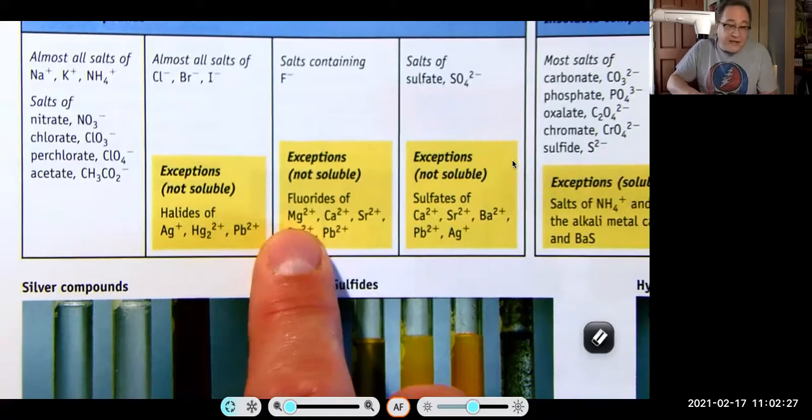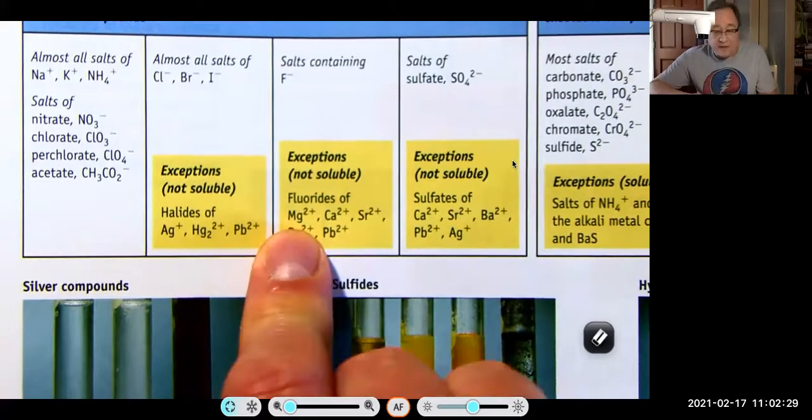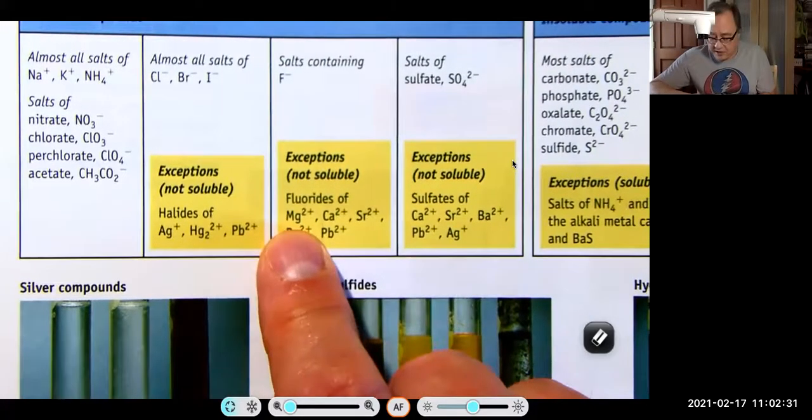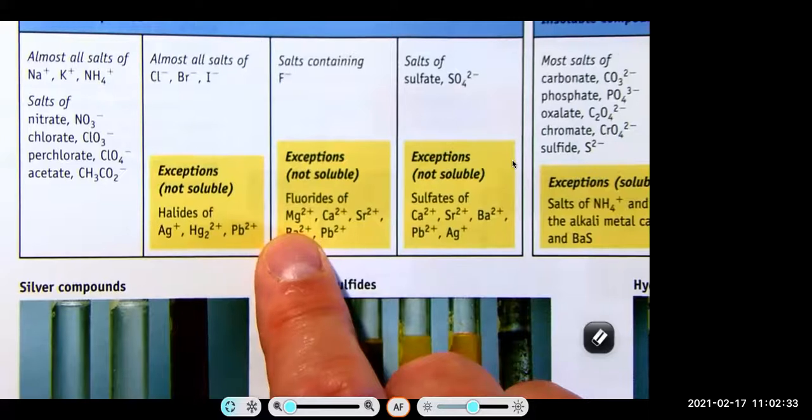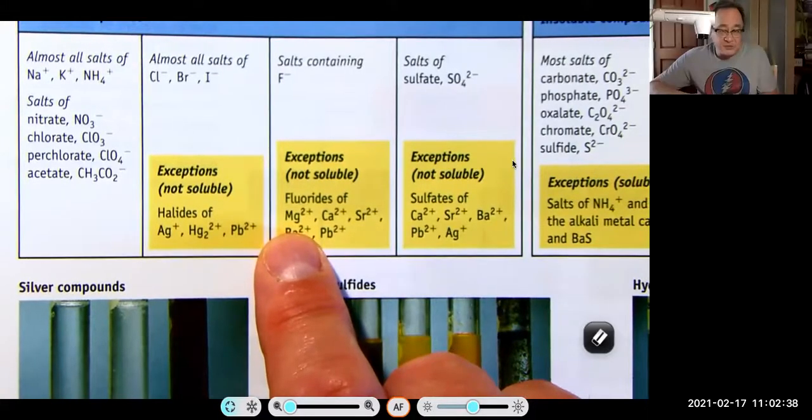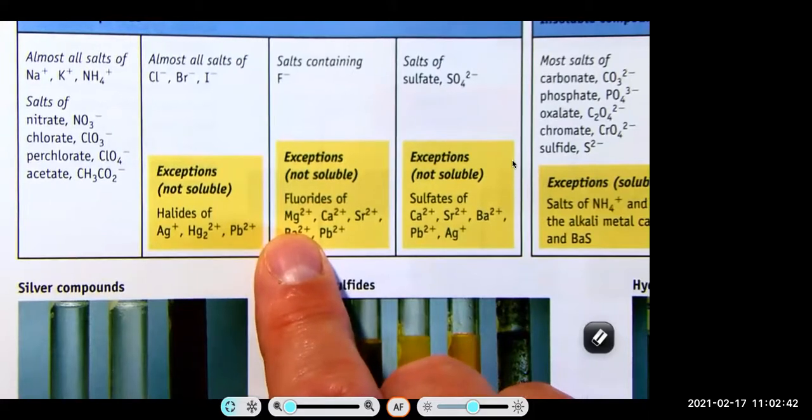Okay. Magnesium sulfate is soluble. It's got a common name called Epsom salts. You ever heard of that? People use it to soak their feet in. It's supposed to help alleviate sore feet. That's good for your muscles.